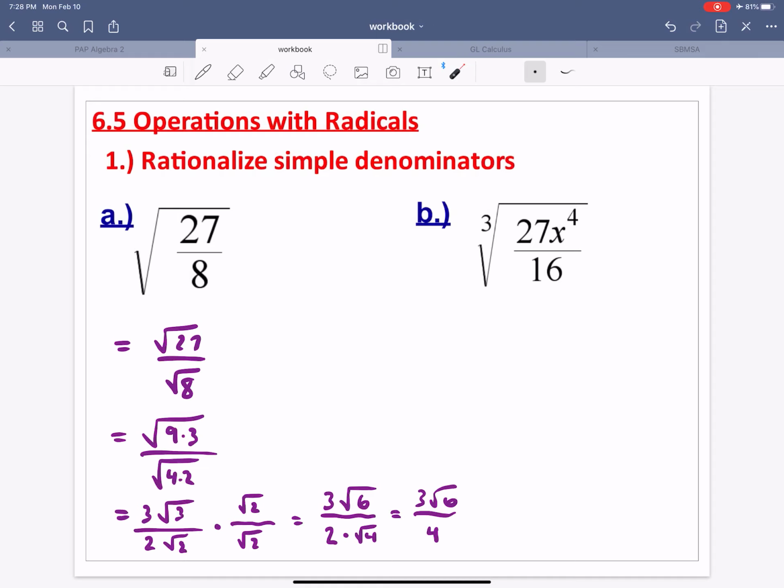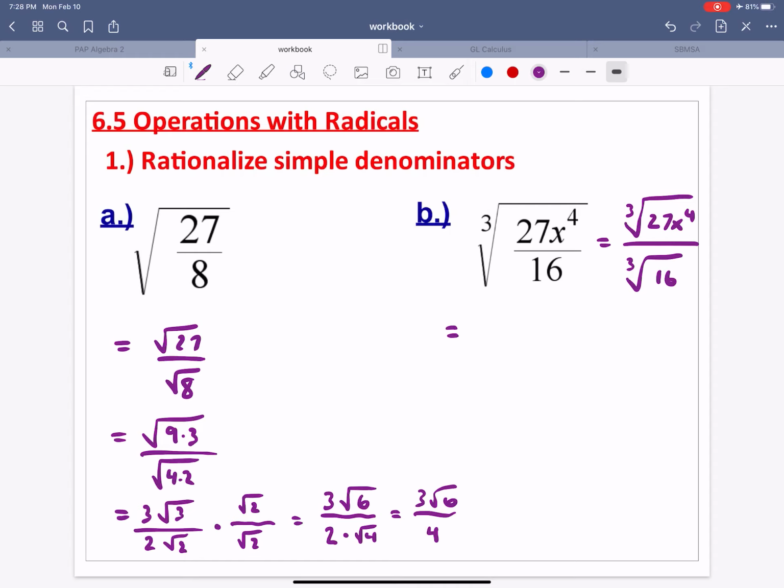It gets a little more interesting when we no longer have a square root, but we have a cubed root or a different type of root, okay? So the first step here is to split this up into the cubed root of the top, which is 27x to the 4th, all over the cubed root of 16. Now, the purpose of this video is not necessarily to help you simplify nth roots. That's another video that you can watch. This one is specifically designed to help you simplify denominators that have radicals in them.